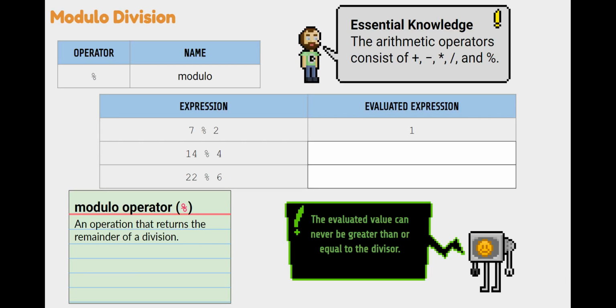What do you get when you do 14 mod 4? Well, 4 goes into 14 3 times. That gets us up to 12. That leaves us with a remainder of 2. So 14 mod 4 is 2. And 22 mod 6. Well, 6 goes into 22 3 times. That gets us up to 18, which then leaves us a remainder of 4. So 22 mod 6 is 4.